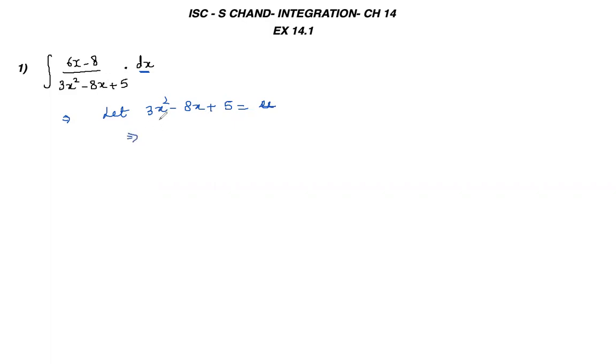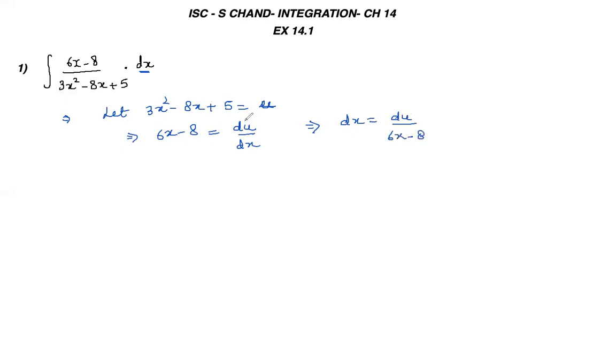I'll differentiate the whole function, so it would be 6x minus 8, that is equal to du by dx. Fine, so I can say the value of dx is equal to du upon 6x minus 8.